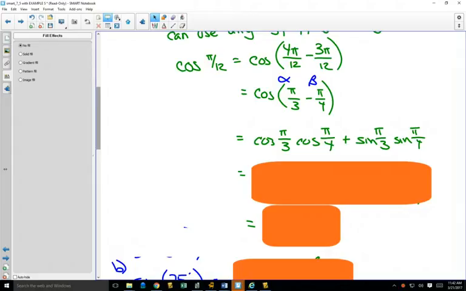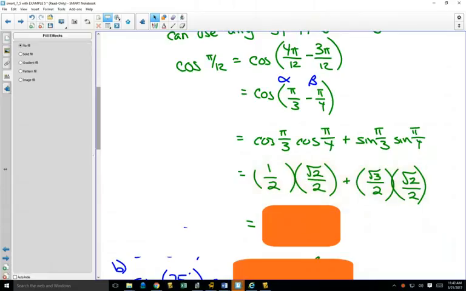All right, test your memory. What is cos of pi over 3? 1/2. What's cos of pi over 4? Square root 2 over 2. Sine of pi over 3? Square root 3 over 2, and sine of pi over 4, square root 2 over 2. So since you know each one of those, you can put those values in.